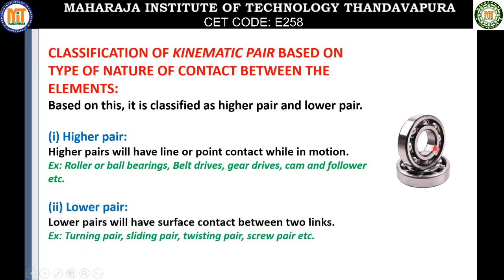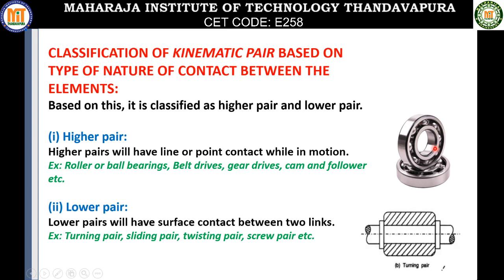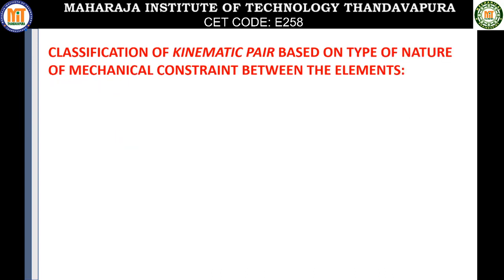Okay, and coming to the lower pairs, on the other hand, lower pairs are the kind of pairs which have links in continuous surface contact. When two or more links have surface contact between them during the motion, those kinds of pairs are called lower pairs. For example, turning pairs, sliding pairs, twisting pairs, and even screw pair. So you can observe the turning pair here, wherein the shaft has a surface area of contact with the bearing. So the area of contact between the bearing and shaft you can observe here in the turning pair. So it is a lower pair.